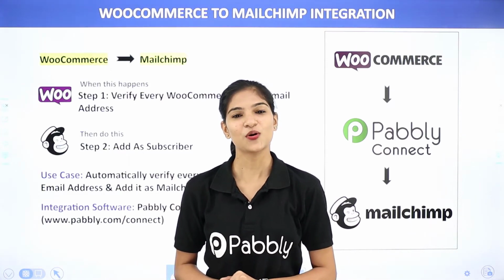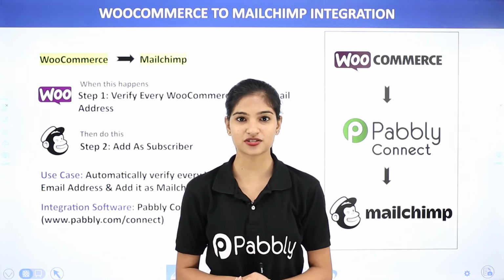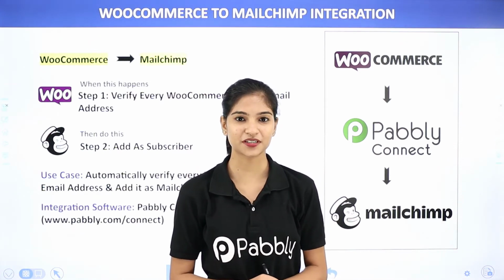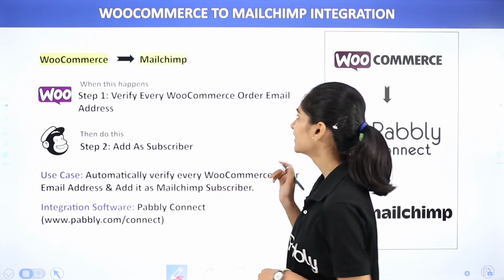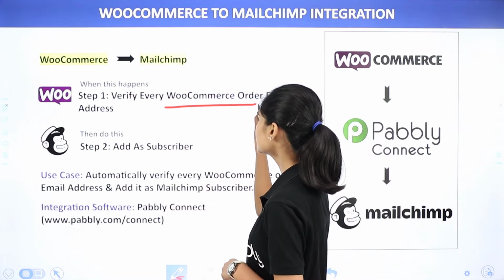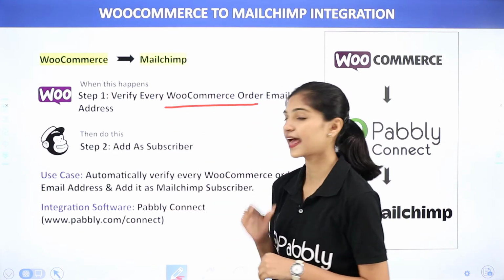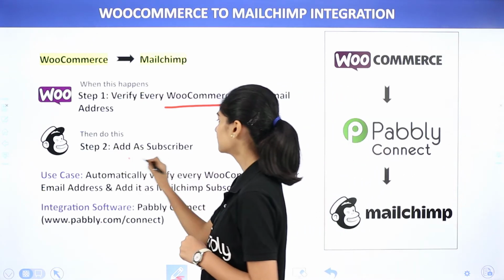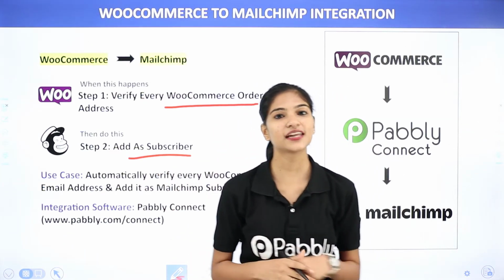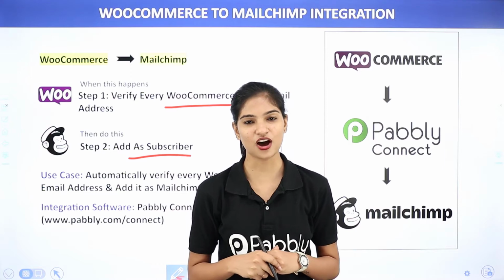Today in this video, we are going to integrate two software applications, WooCommerce and Mailchimp. So the use case here is that whenever there is a new order in WooCommerce, we'll verify the email address and then we want to add them as subscribers in Mailchimp. First, let us know what these two software applications are all about.